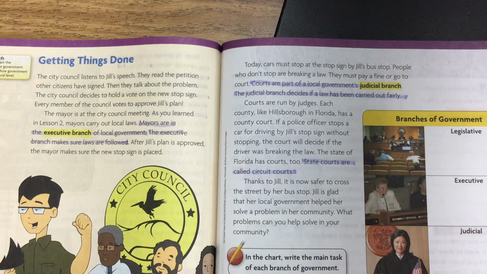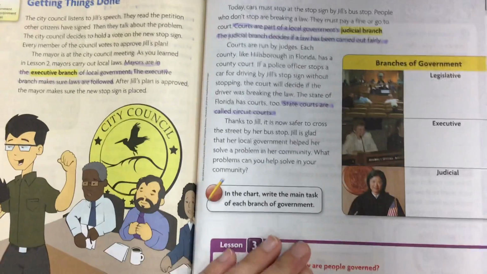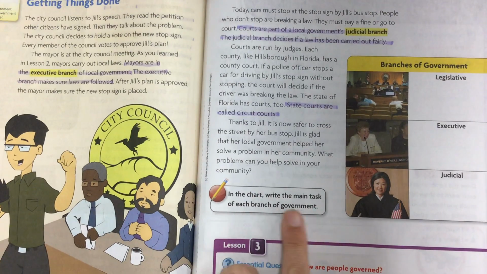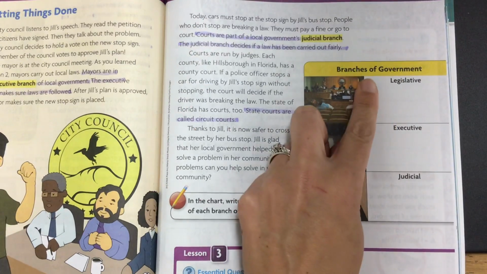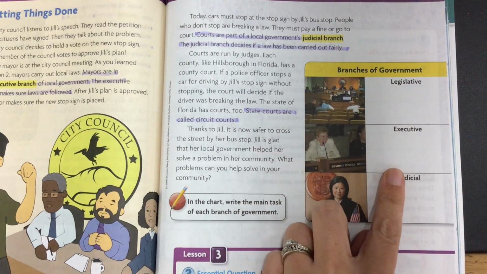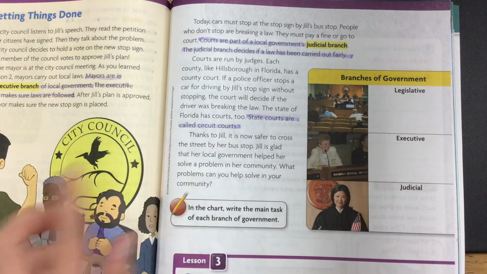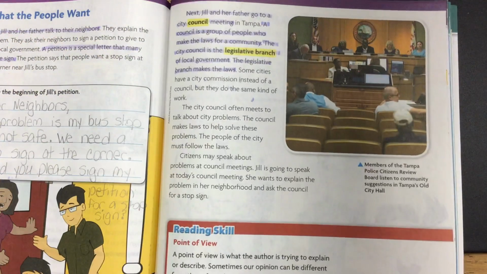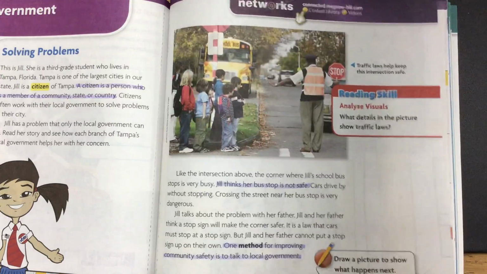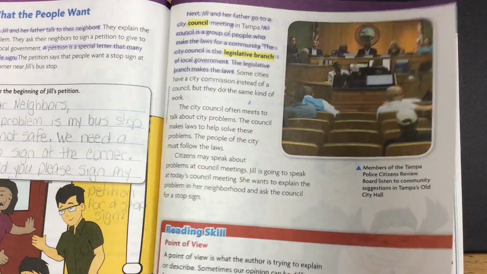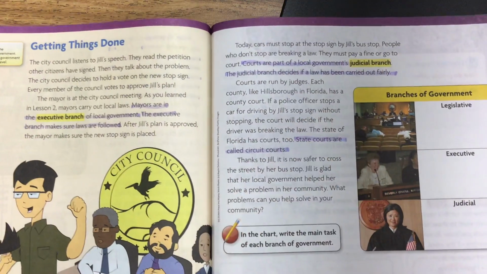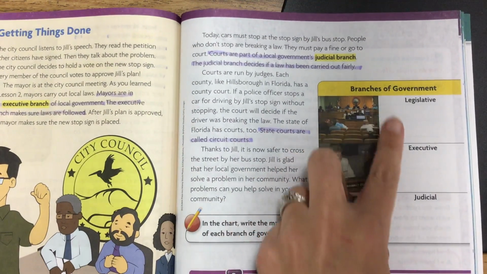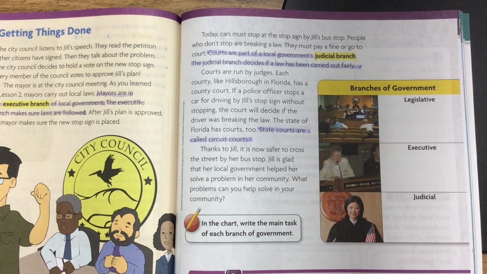Okay, now we have a few things that we need to complete. In the chart, it says to write the main task of each branch of government. So we just read about the legislative, the executive, and the judicial branch. And we just highlighted all the information about those three branches. So go ahead and look back in your text, the legislative, the executive, and the judicial, and then write down the job of each of those branches of government.